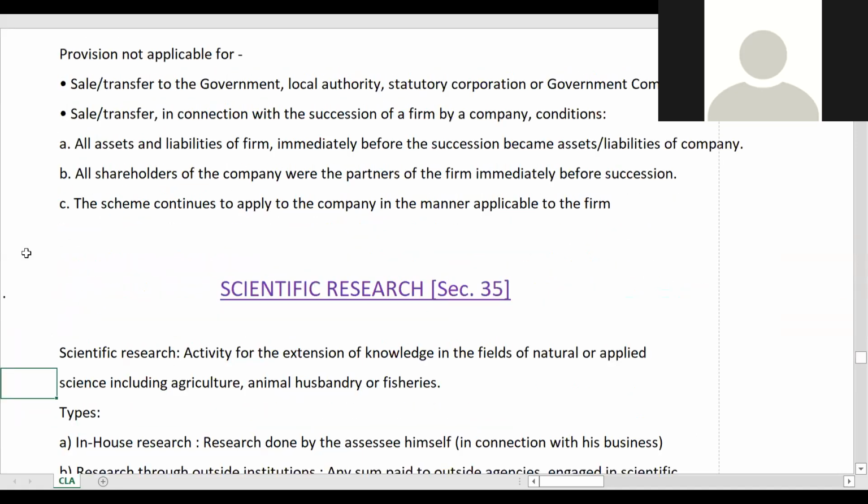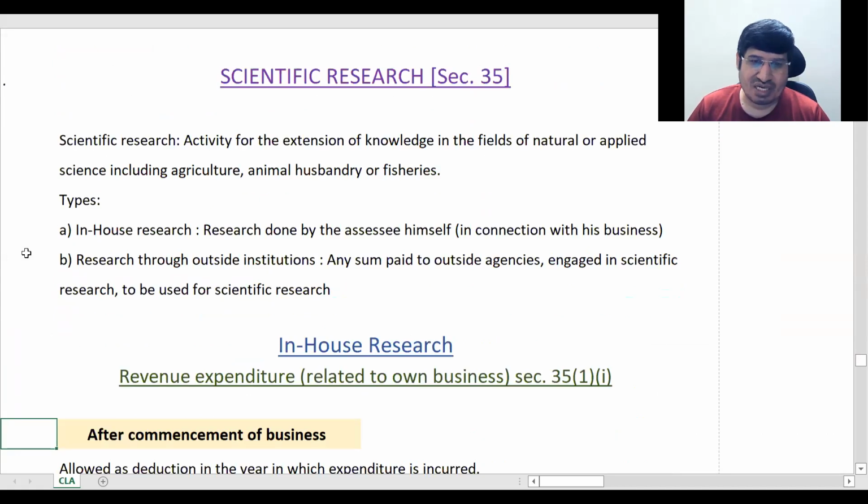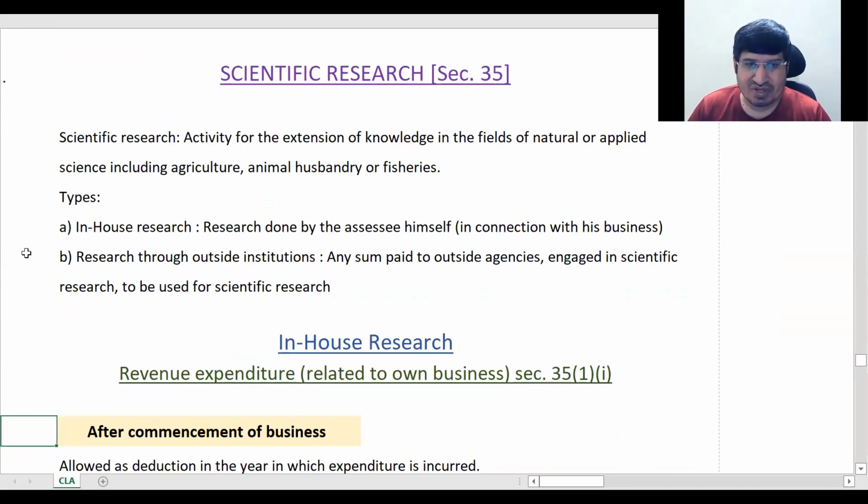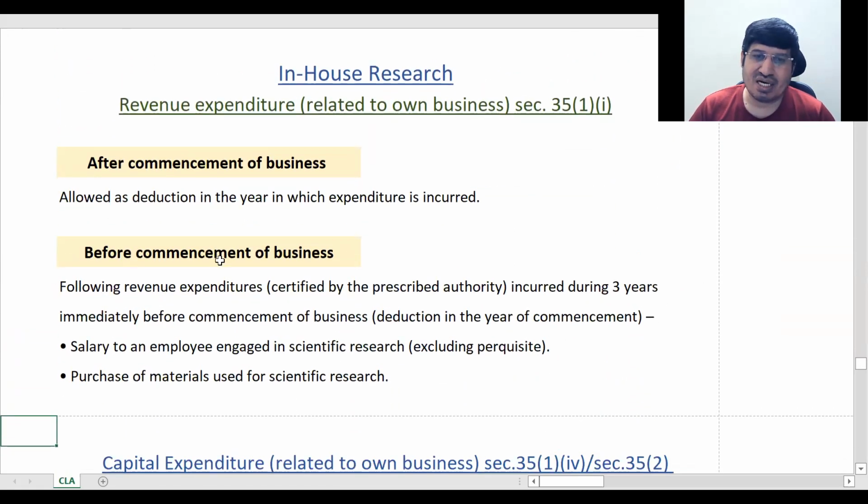Okay, so we had done scientific research. In the previous lecture we saw scientific research. Like two types are there: in-house research and research through outside institutions. In in-house research we saw that there can be revenue expenditure or capital expenditure, and for in-house research related to own business only you will get deduction. If not related to own business, you will not get any deduction. So in-house research can be revenue or capital expenditure, two types of expenditure.